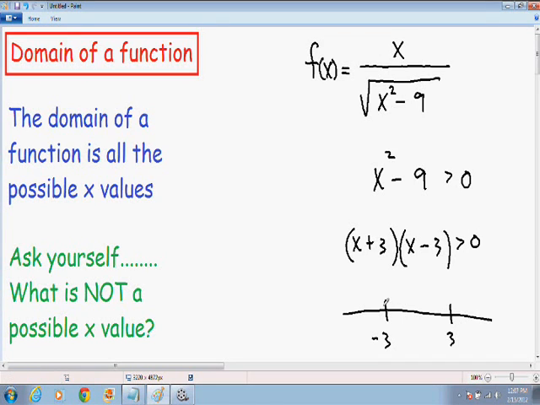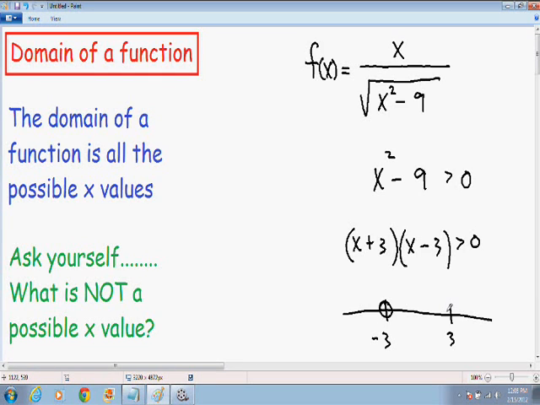If you plug in negative 3 into our inequality, we get negative 3 plus 3, which is 0, times something, which is 0 on the left side. And 0 is certainly not greater than 0. So negative 3 is definitely not part of the solution, since it makes the inequality not true. I'll put an open circle around negative 3.